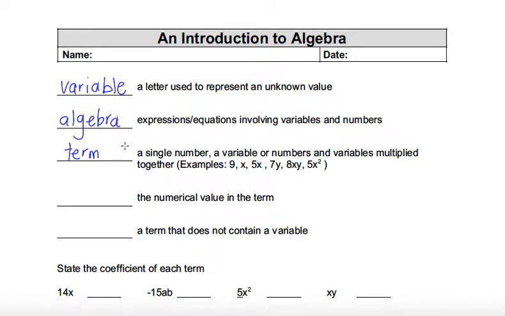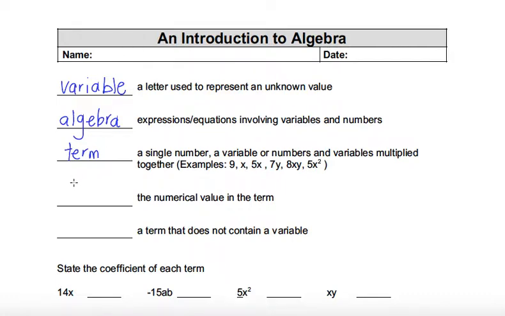So a term is a single number, a variable, or numbers and variables multiplied together. For example, it could just be the number 9, it could just be the letter x, or when we have a number right in front of a letter like 5x or 7y or even 8xy, those terms are going to be multiplied together. We can even have terms that involve exponents like 5x squared as well.